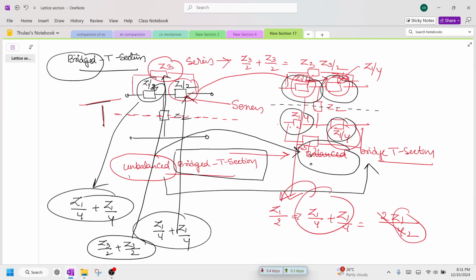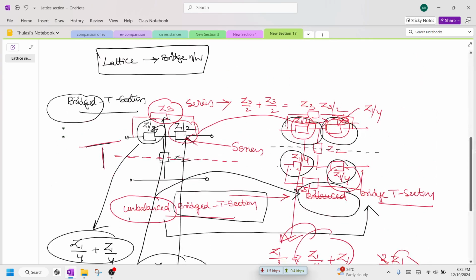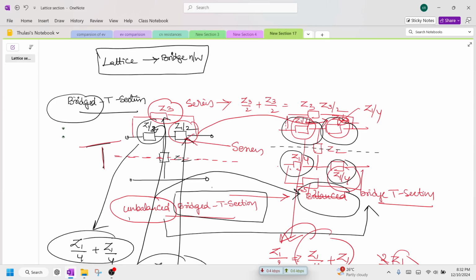So sometimes it's very important to understand whether the network is balanced or unbalanced, whether it is symmetrical or unsymmetrical, whether it is a lattice network or whether it is a bridged network. So now I hope you got clarity about what is a bridged, unbalanced and symmetrical. Now let's try to see the recurrent networks. This is very important. So today we have analyzed various concepts.